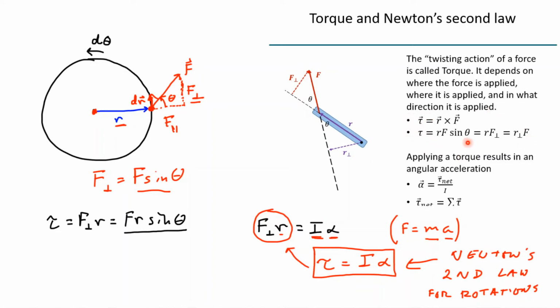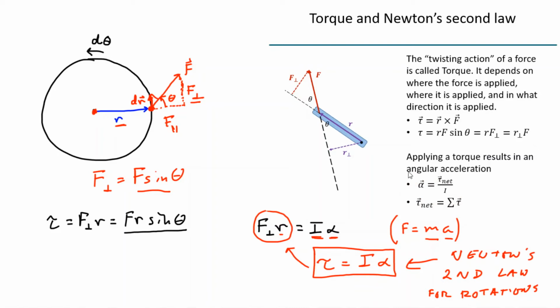And a torque is the rotational equivalent of a force. Applying a torque results in an angular acceleration according to Newton's second law, which says that alpha, the angular acceleration, equals the net torque divided by the moment of inertia I, where the net torque is just the sum of all the torques acting on an object. So if I have multiple forces acting on an object, I can calculate the torque from each force. I add up all those torques, I get a net torque, I plug that into Newton's second law, and I can find the angular acceleration. Okay, so that's our starting point for understanding torque and angular acceleration.